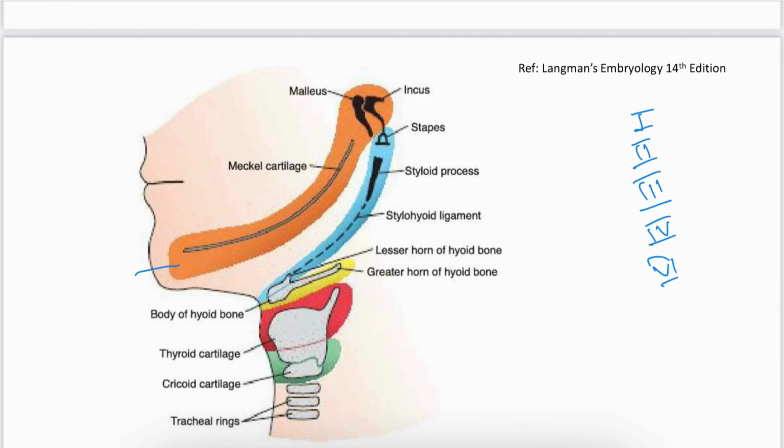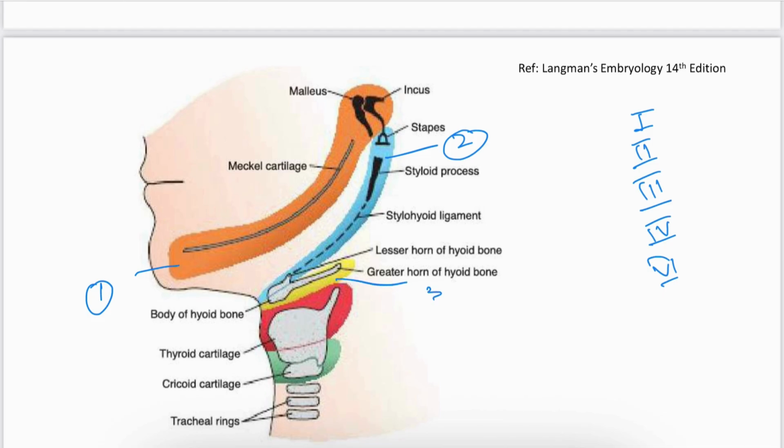So this orange color is the number 1 pharyngeal arch. What it is giving rise to, we'll see in the table form also, but here you can see the mandible, the malleus and incus. This blue color is the second pharyngeal arch. As you can see, it is giving rise to stapes, styloid process, stylohyoid ligament, and other processes, or the upper part of the hyoid bone also.